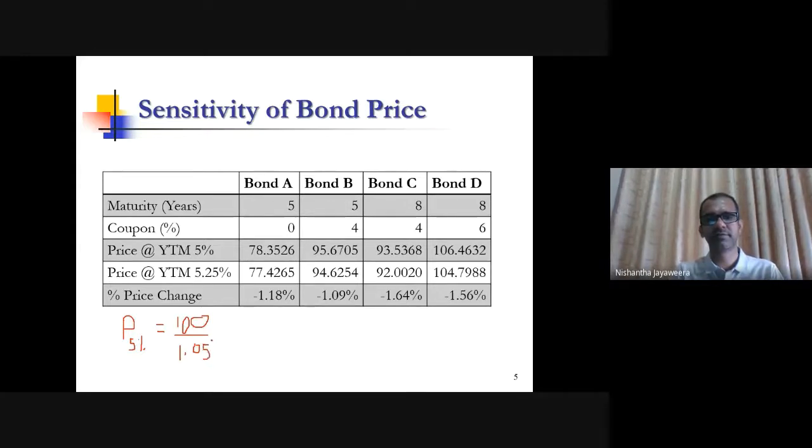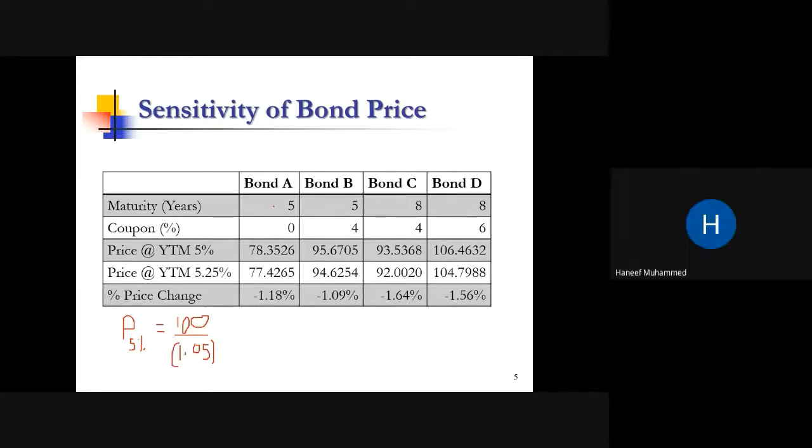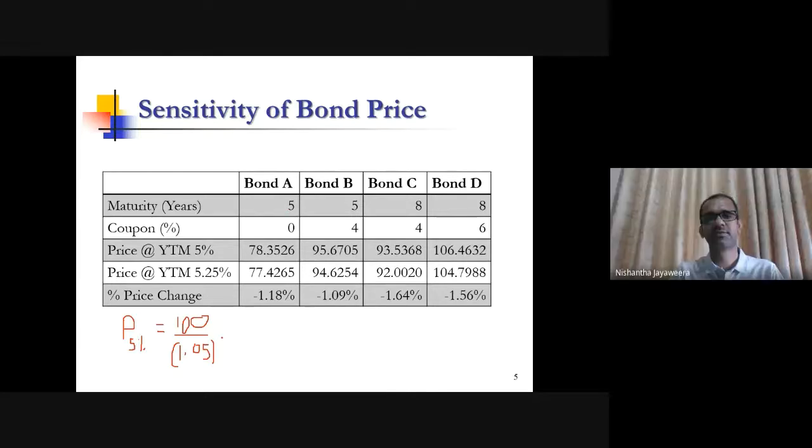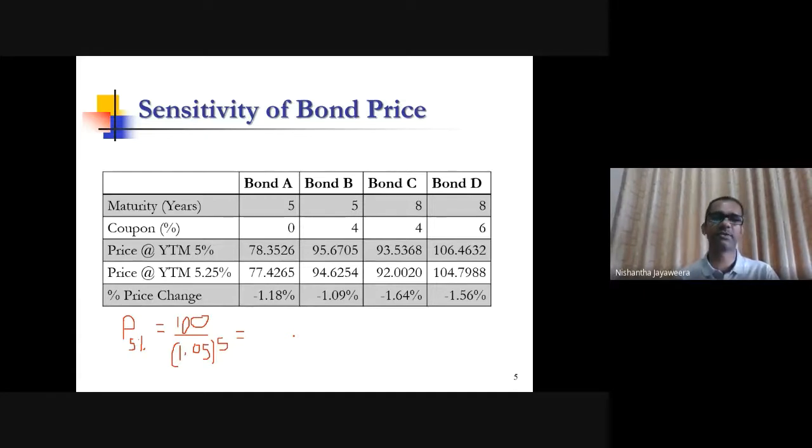1.05. But for how long? For 5 years, so 1.05 to the power 5. That's it. So that's why I mentioned that it won't take a minute. Straight away you can key it into a calculator: 100 divided by 1.05 to the power 5.